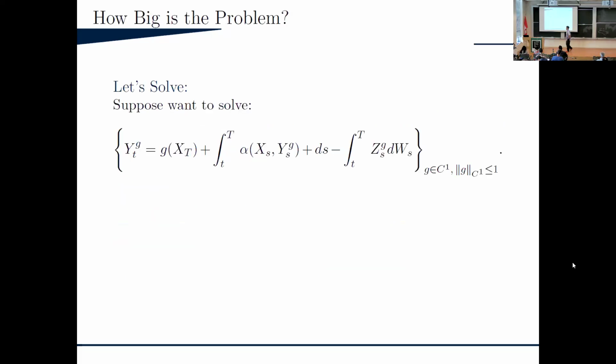So just to give an idea, okay? X is giving me my forward process. I'm not going to talk about what it is right now. T is some future time horizon. And imagine I have this infinite family of BSDEs, or FBSDEs. I'm just going to look at the backwards process. So these are indexed by my terminal condition, which is basically indexed by some C1 ball. Okay, so that's a big set. So of course, it's obviously infeasible to solve all of these simultaneously, which is actually what I want to do.